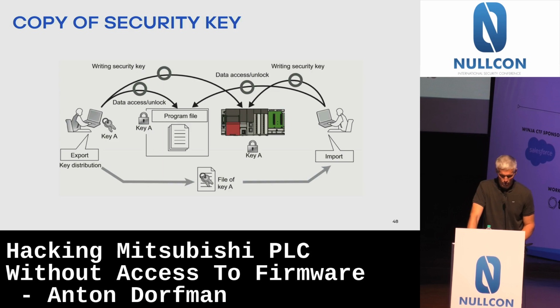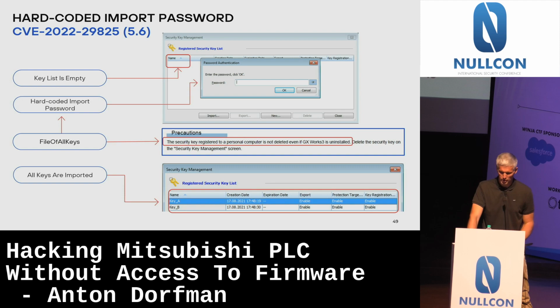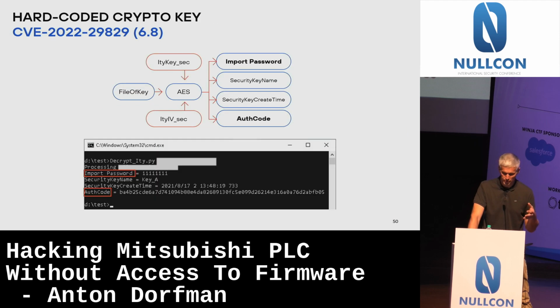And there is some key distribution. You can export the key and somebody can import it. And this file of the key is protected by an import password. Okay, so this is another use of the RTFM rule: we found some file of keys and it has a hard-coded import password. So we just input the password and get all keys of it.